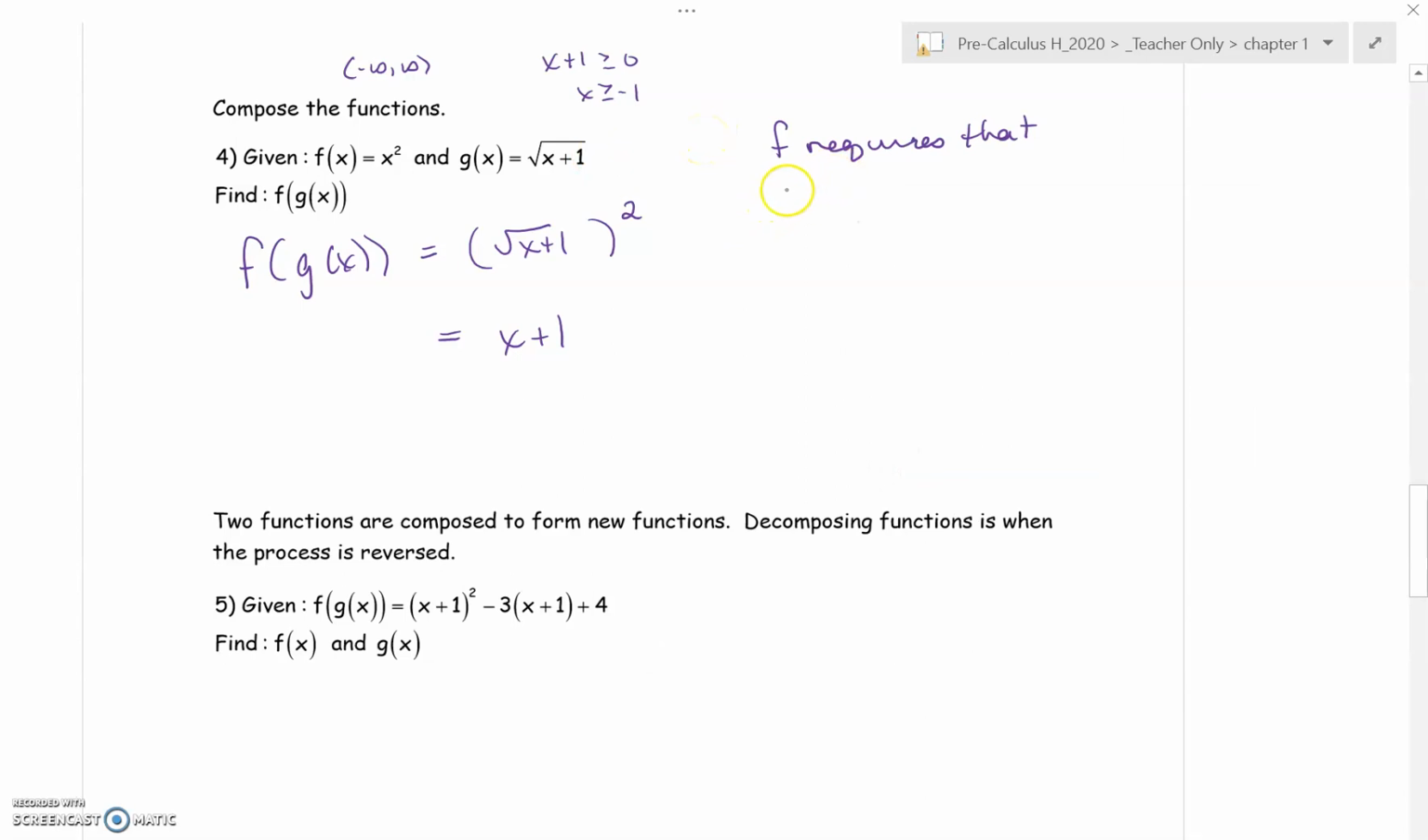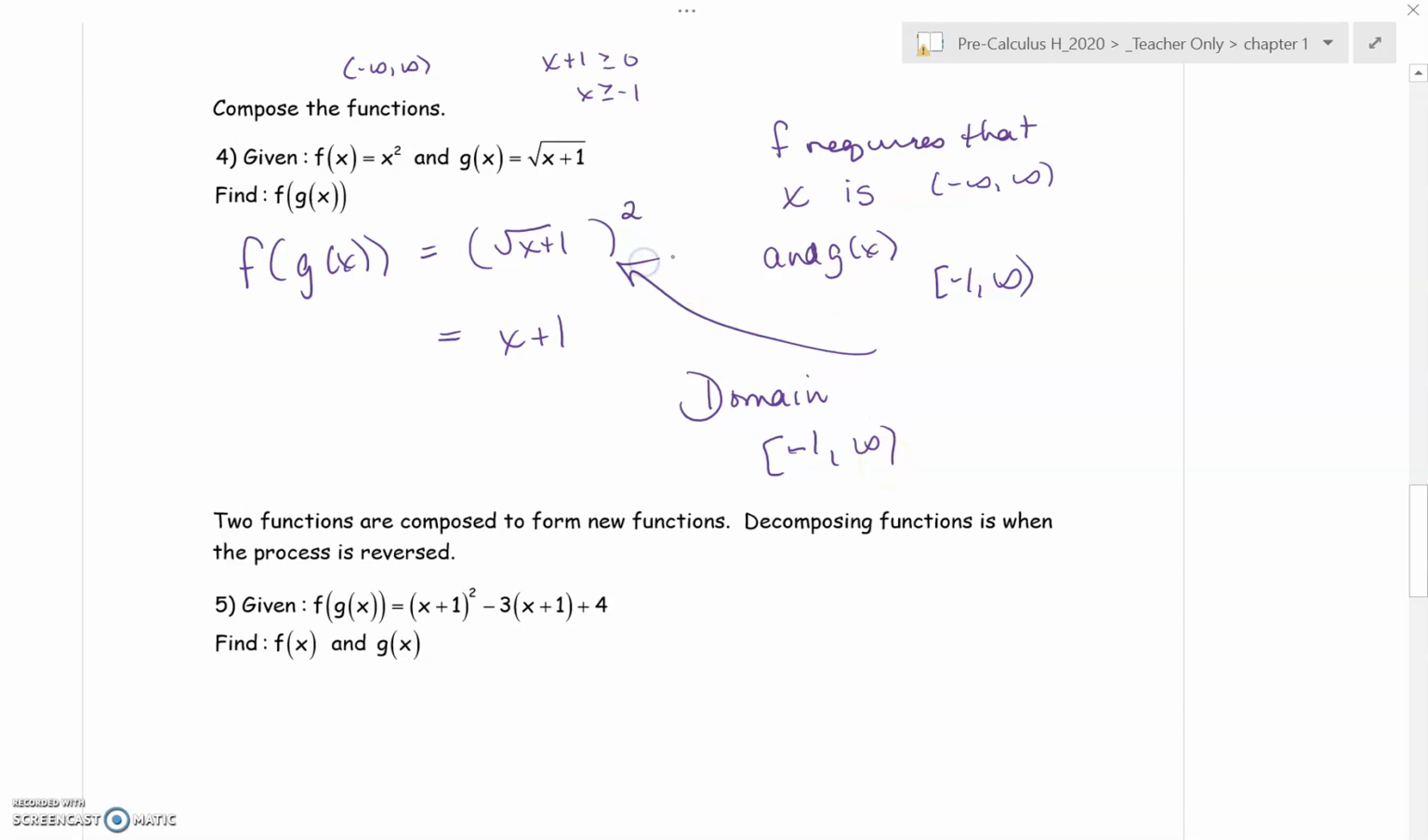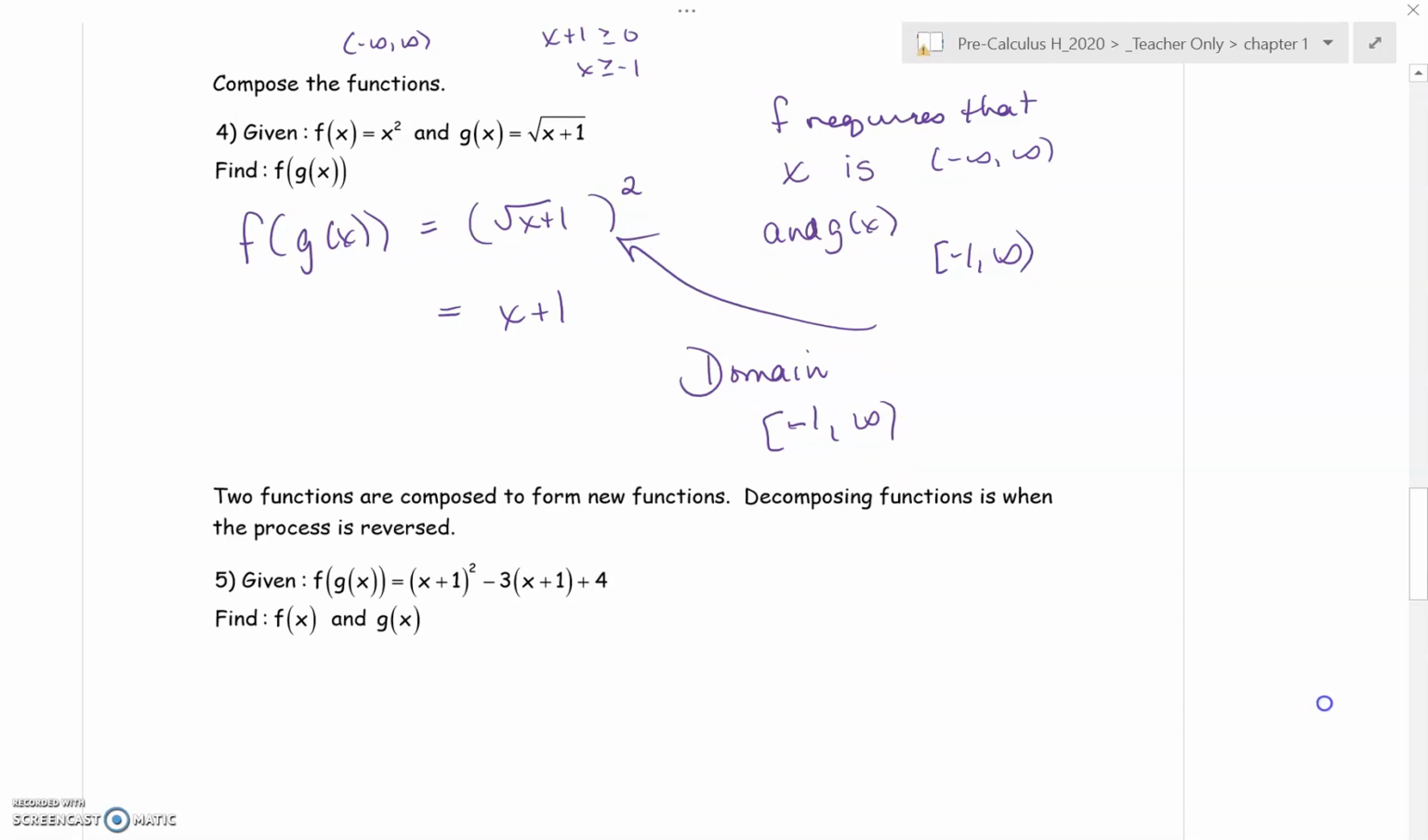So therefore, f requires that x is a real number, right? And g of x has domain -1 to infinity. So our domain of our composition is -1 to infinity. And again, you could check that on your calculator. But again, I think if you look here, it would have been easier to find the domain if you don't simplify before you consider that.